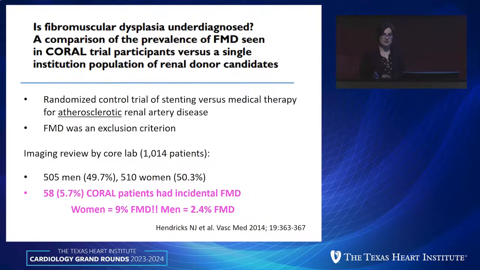If we look at patients with hypertension in the CORAL trial, which again was an atherosclerotic renal artery disease trial, FMD was actually an exclusion criterion. These patients with hypertension were being randomized to medical therapy versus stenting. When the core lab reviewed the imaging for the patients that were included, they found FMD incidentally in 5.7% of patients included in the trial. If you looked at just women, that was 9%. So I think it's definitely much more common than we think it is.